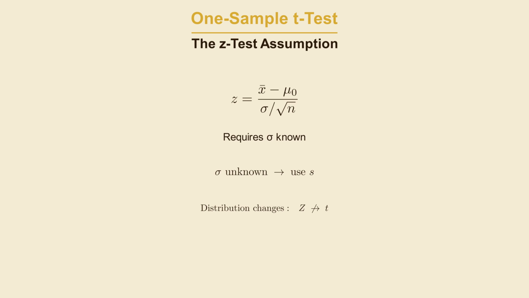When you estimate the population standard deviation from the sample, you introduce an extra layer of uncertainty. The sample standard deviation is a random variable. It varies from sample to sample, just like the sample mean does. That extra variability means the test statistic no longer follows the standard normal distribution. Instead, it follows the t-distribution.